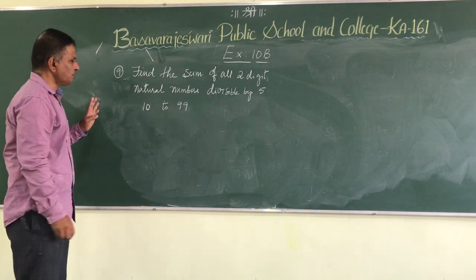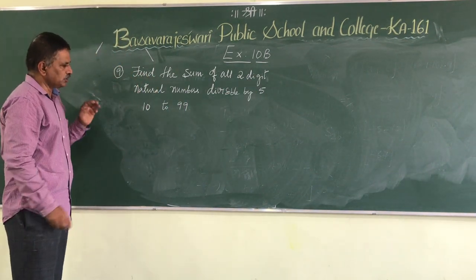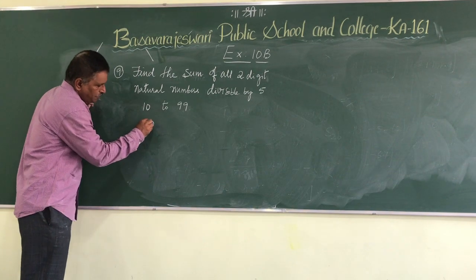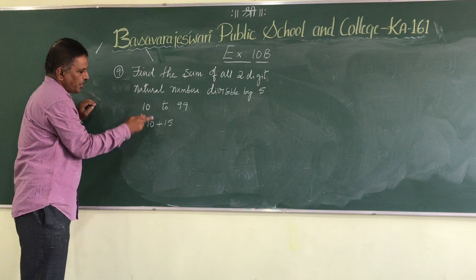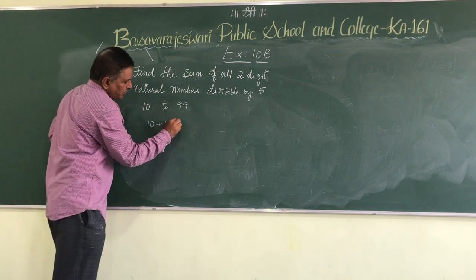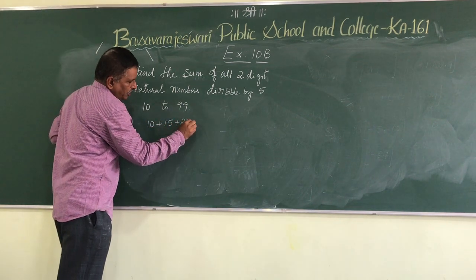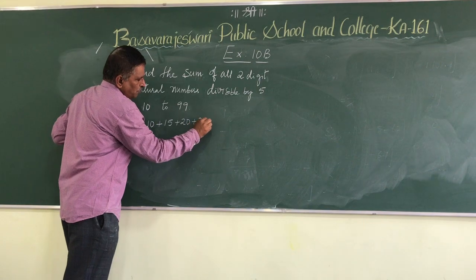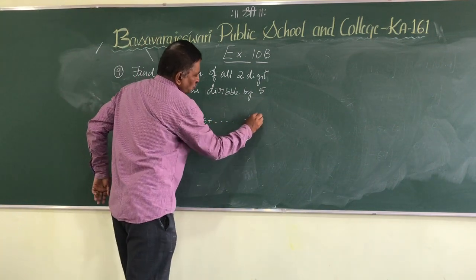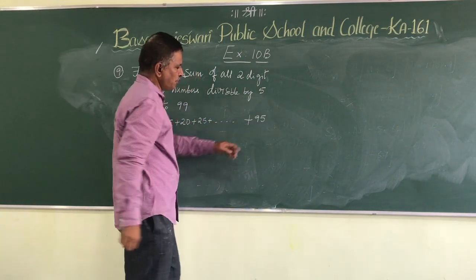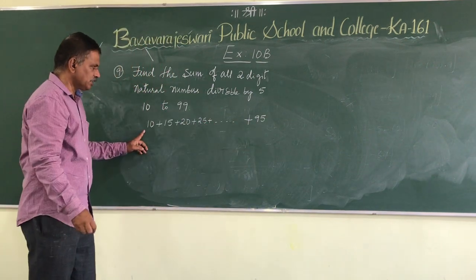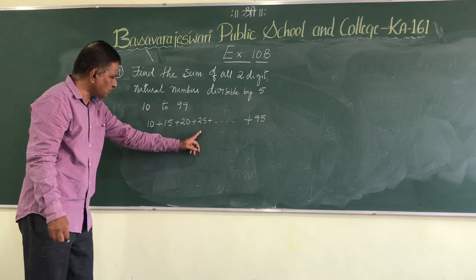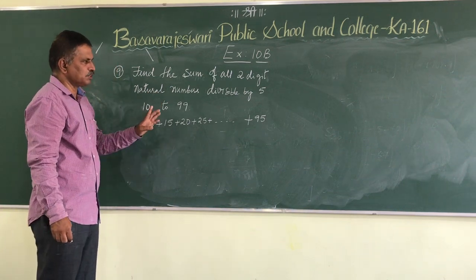So the numbers which are divisible by 5 and two-digit numbers are 10. The next number is 15. Since it is sum, I write plus sign. The next number is 20, then 25 plus dash dash dash. The last two-digit number which is divisible by 5 is 95 only. So this is the sequence, two-digit numbers and these are all divisible by 5.